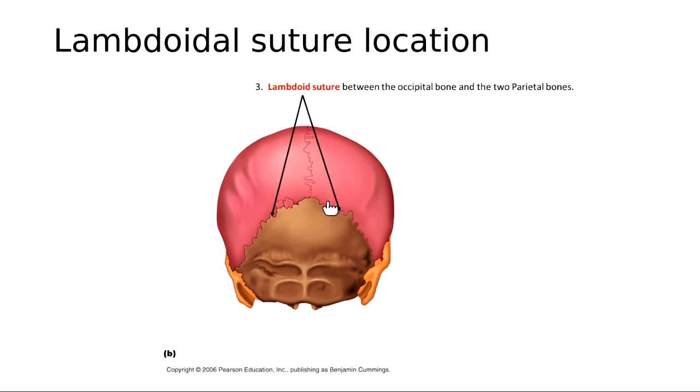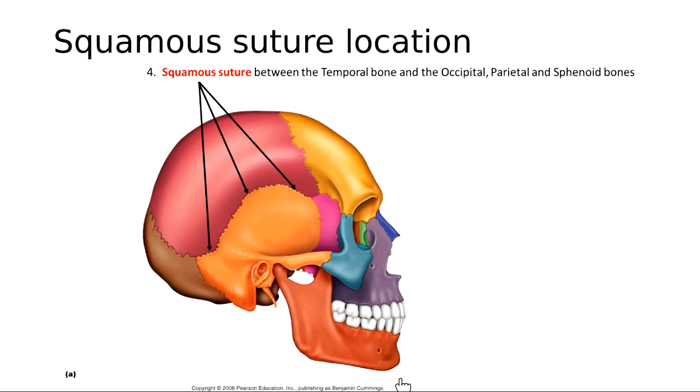The one in the back between the parietal bones and the occipital bone is called the lambdoidal suture. It's called the lambdoidal suture because when you look at the sagittal suture and this suture right here, it looked like the Greek letter lambda. And the fourth one is between the temporal bone and the parietal bones, and it's a flat suture. It's called the squamous suture.